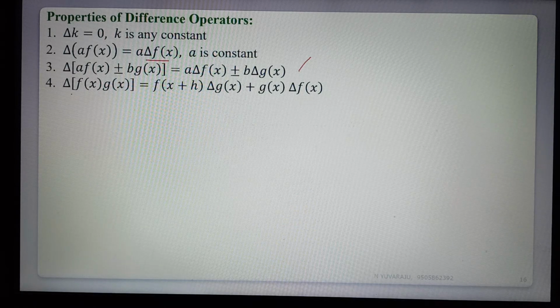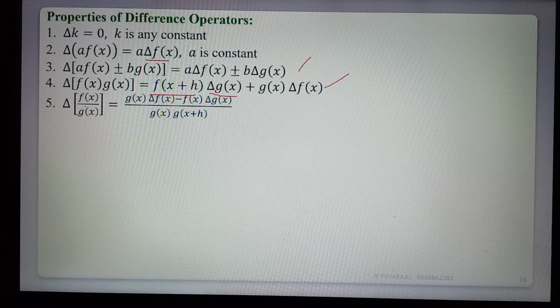Next, delta of f of x into g of x, the differentiation of the product of two functions. That is f of x plus h into delta g of x plus g of x into delta f of x. This is the product formula. Next, division of two functions: delta of f of x by g of x is equal to g of x into delta f of x minus f of x into delta g of x, by g of x into g of x plus h.